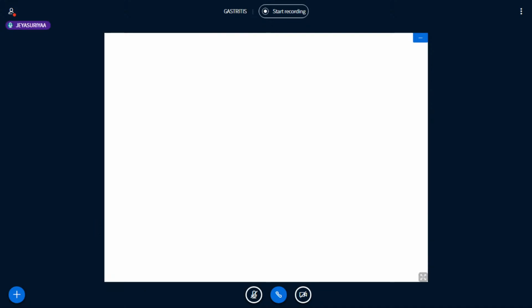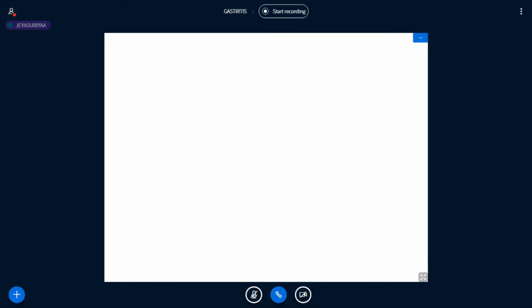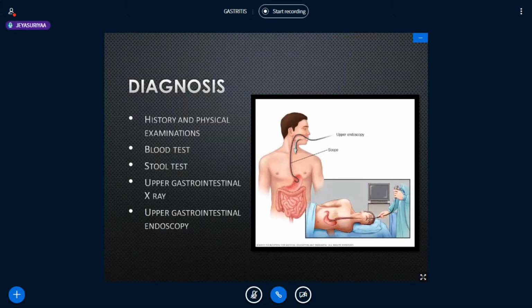Now, coming to the diagnosis part. After suspecting gastritis, after taking the medical history and performing examinations, your doctor may also order one or more functional tests. To be more precise, if the doctor wants to pinpoint the exact cause, it could be either the bacterial cause or the cause due to the ingestion of NSAIDs, that is, non-steroidal anti-inflammatory drugs.